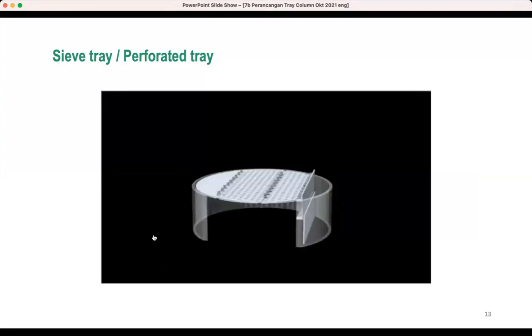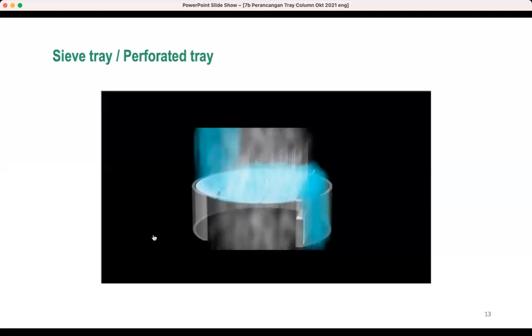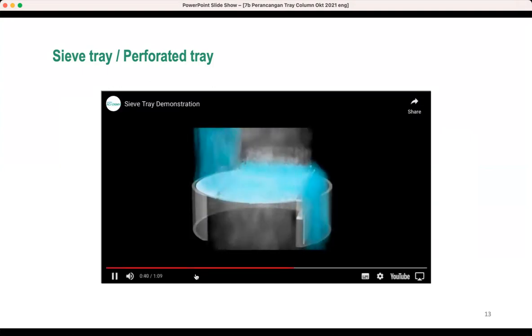Sieve trays have also dominated tray column design over the last 40 years. Liquid flows across the tray surface and vapor flows up through the tray holes. The area above the tray surface is the turbulent froth as the vapor and liquid mix. They are the simplest design and hence are relatively inexpensive. Vapor pressure drop is also minimal as there is no resistance to the vapor flow from valves or caps.